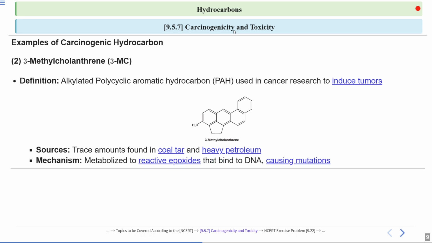Finally, let us look at how 3MC causes harm. Inside the body, it is metabolized, similar to the previous example, into reactive epoxides. Do you know what an epoxide is? Whenever you see a three-membered ring formed by two carbons and an oxygen, we call it an epoxide. When this happens, it can cause mutations, which are changes in the genetic code that may lead to cancer. This mechanism shows us why certain hydrocarbons are so dangerous, and why understanding their chemistry is important for public health.